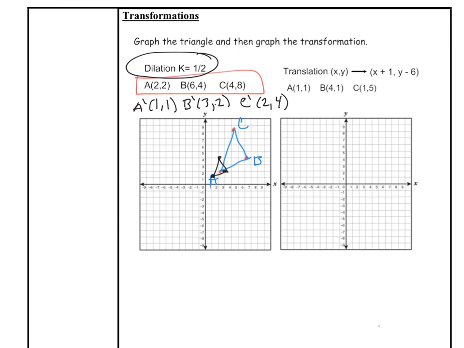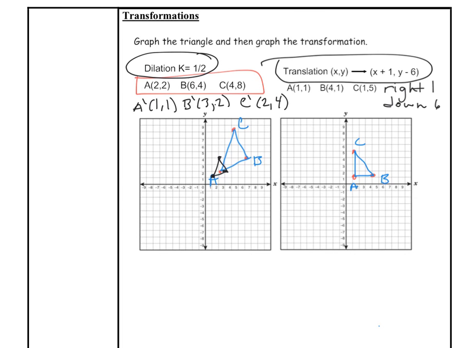Next problem, we start by doing the same thing. We're going to go ahead and graph our points. I've graphed my points, now I need to label them. This one was A, this one was B, and this one was C. Our new transformation is a translation, it says, and it's x plus 1, y minus 6, which means I go right 1 and down 6. So I'm going to take each point and move it right 1 and down 6.